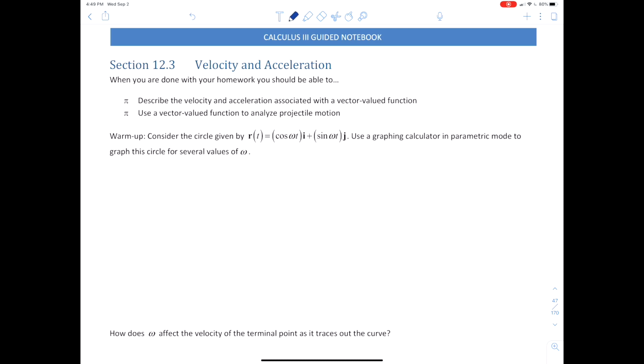Scholars, and today we're going to check out velocity and acceleration. So let's go ahead and warm it up by thinking about the circle that's given by the vector valued function r at t is cosine omega t times i plus sine omega t times j. We're going to use a graphing calculator in parametric mode to graph this circle for several values of omega. All right, so let's check it out.